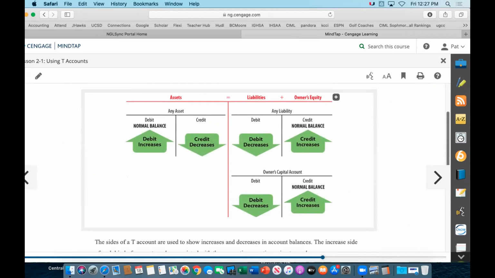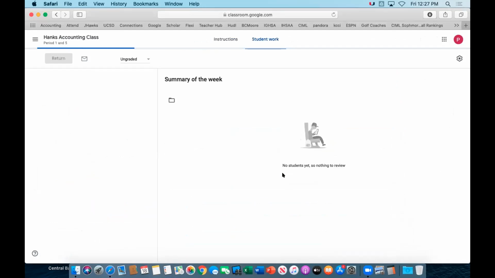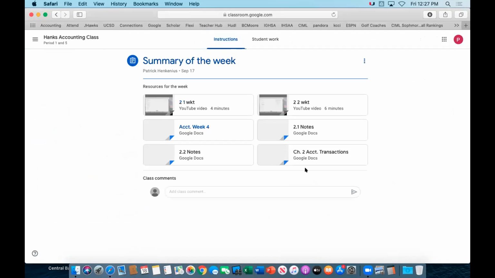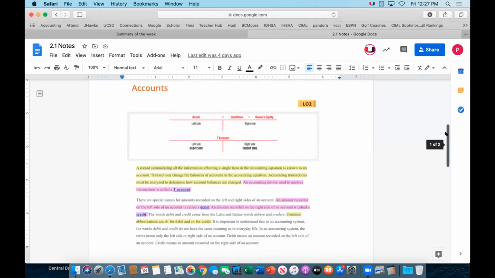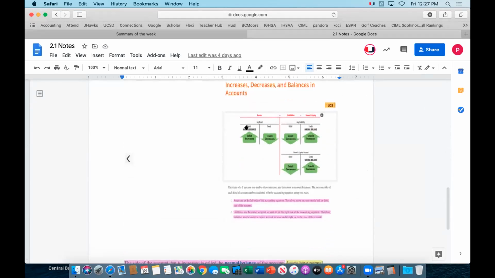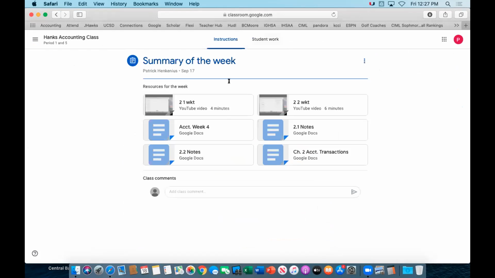This chart, oh, I forgot to show you. On Google, for the summary of our week, I have a bunch of stuff here. Okay, 2-1 notes. I have all the notes highlighted. They're screenshots, so sometimes they're small, but that chart's there. You have it. It's available to you.